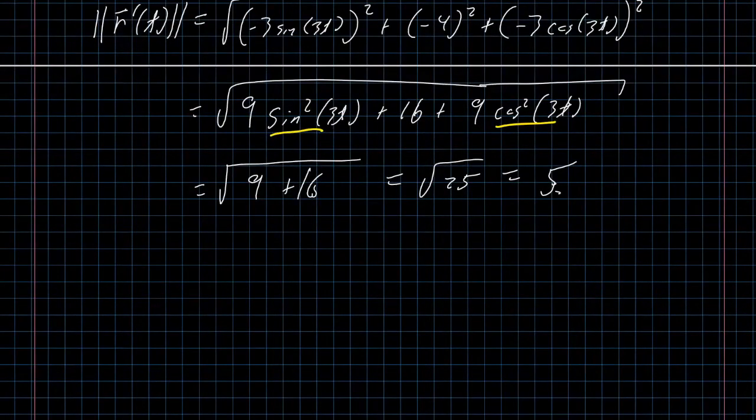And so finally, we want our arc length, which is the integral from our starting point, t equals 0, to our ending point, t equals 3 pi over 2, of the magnitude of that derivative, which we just calculated is 5. And then, again, this problem has been very carefully chosen so that the integration itself is easy.